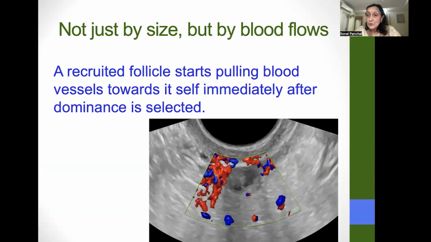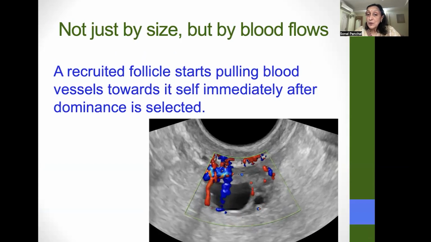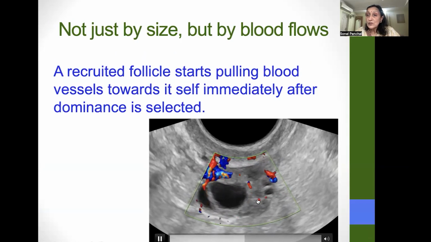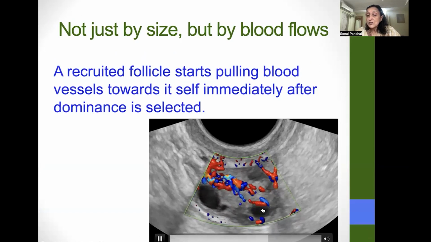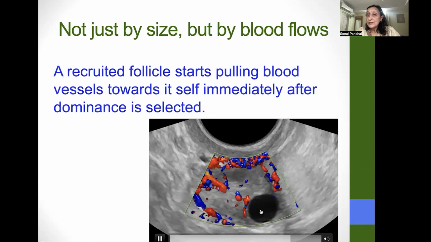It is the sensitivity of the follicle to FSH, and that is determined not just by the size of the follicle, but by the blood flow surrounding the follicle, which starts appearing soon after the dominance of the follicle is selected, as seen for this follicle.